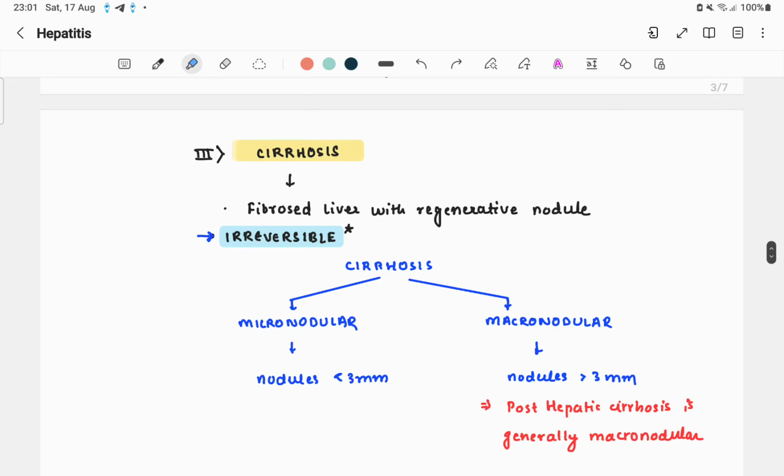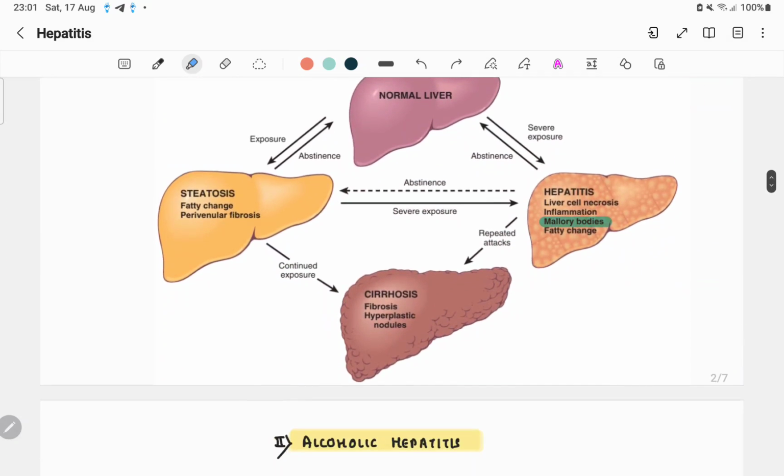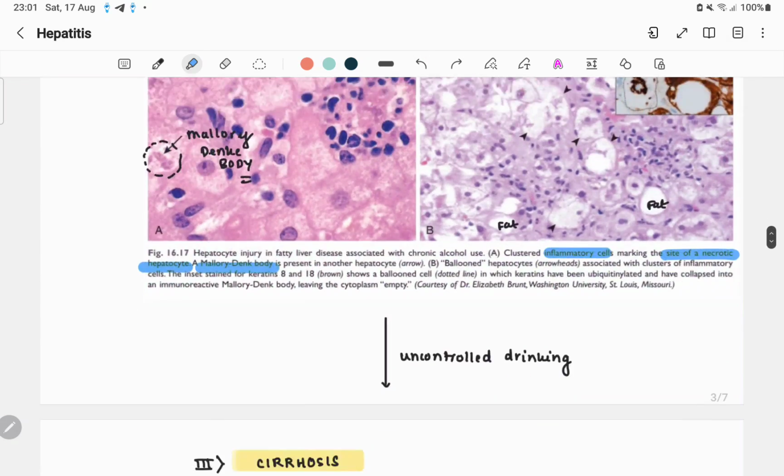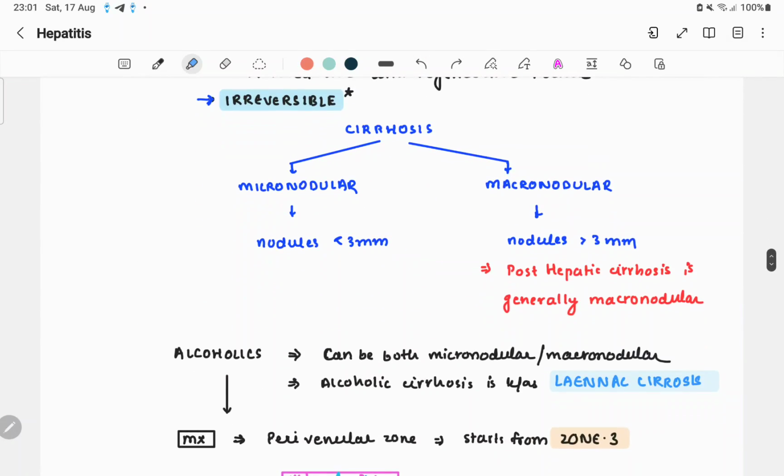So what is cirrhosis? It is a fibrosis of the liver with regenerative nodules. We saw it in the diagram itself. It is given in your Robbins, fibrosis with hyperplastic or regenerative nodules. On the basis of the size of the nodules, it may be micronodular liver cirrhosis, or it may be macronodular liver cirrhosis. Micronodular means nodules less than 3 mm. Macronodular means the nodules are more than 3 mm.